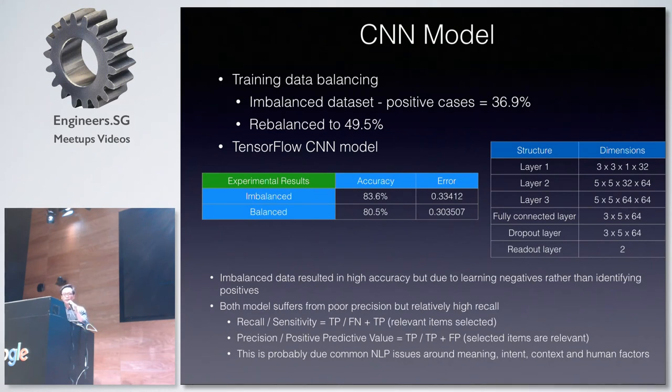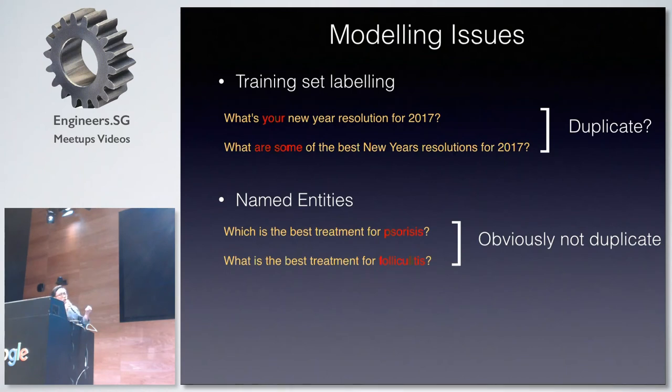When you balance the dataset, the accuracy drops, but your error rate drops as well. So it's actually a less overfitted model. Both models suffer from poor precision but relatively high recall, and these are probably due to common NLP issues. So a couple of NLP issues that typically need to be looked at, not just from a TensorFlow modeling perspective, but more from an approach perspective, would be training set labeling.